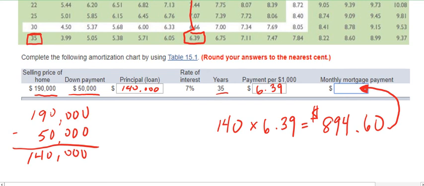And that is how you use the amortization table to figure out what your monthly mortgage payment would be by figuring out your principal and then what your payment per 1,000 of that principal is. Be sure to look and get the correct amount of time and make sure that you're using the correct amount of interest.